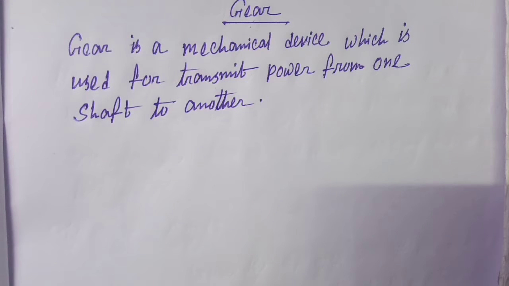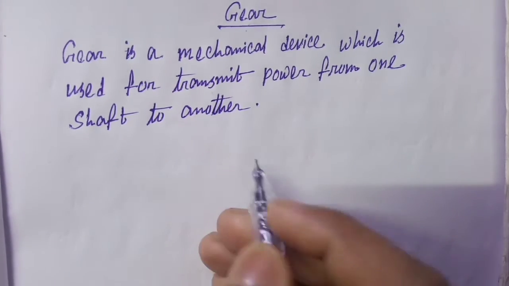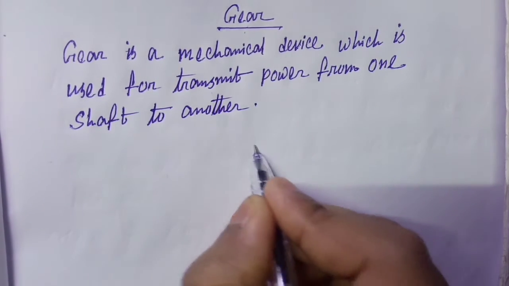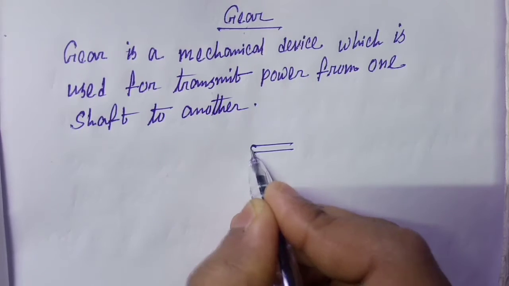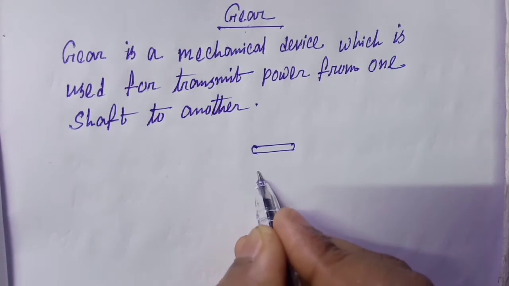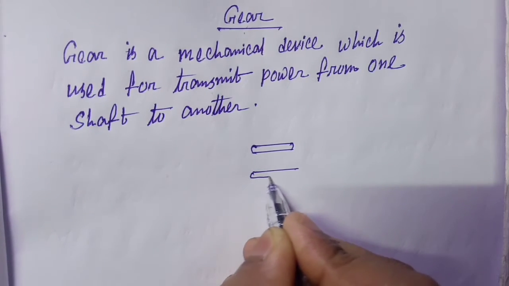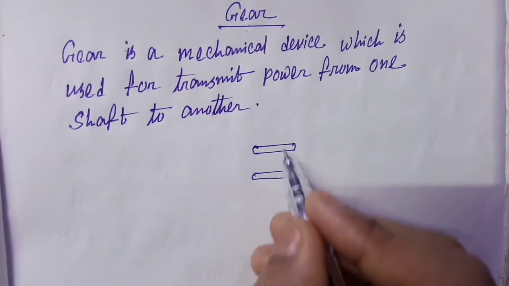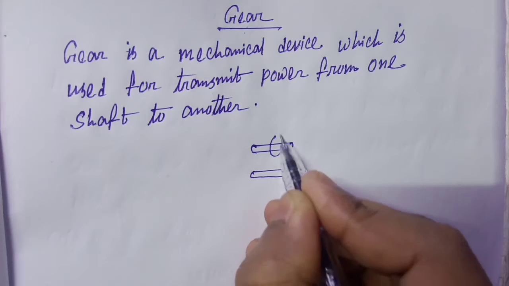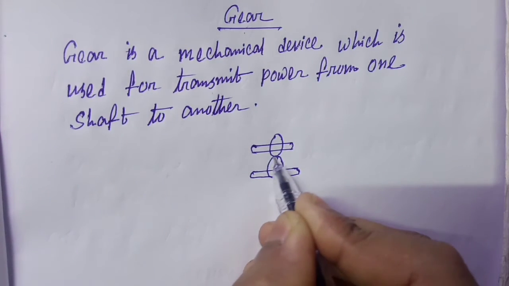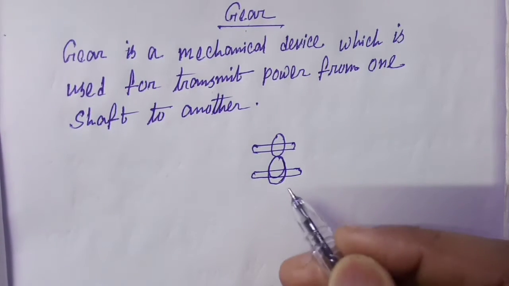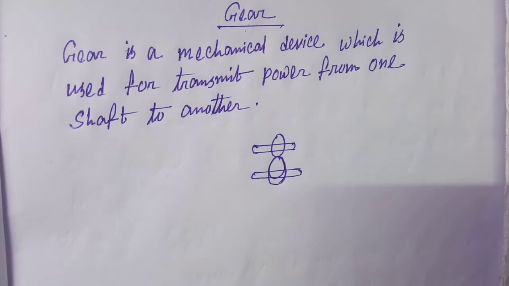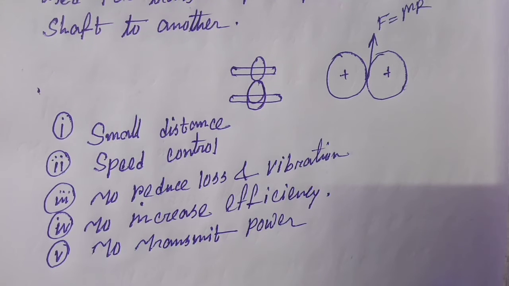We can use a gear drive over a small distance, a very close distance, like this is one shaft and another shaft. This distance is very small, so then we can use a gear drive. For a small distance we can use gear.